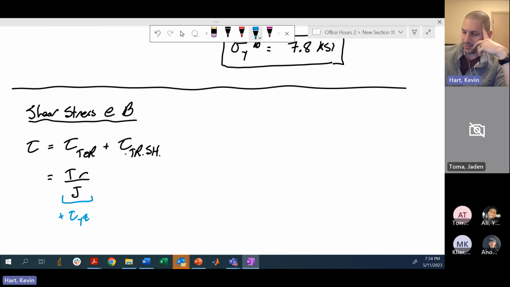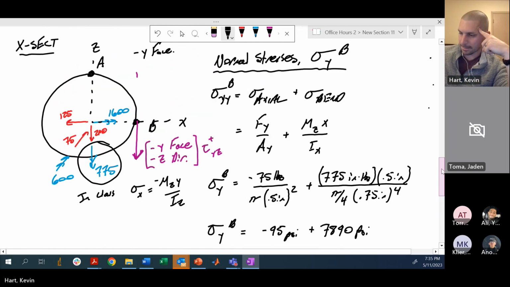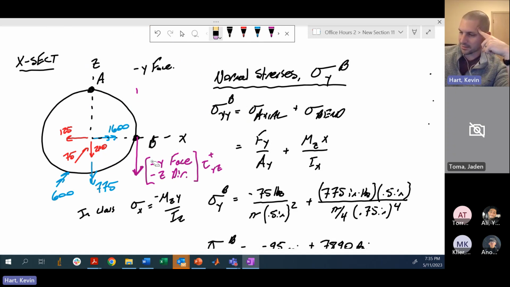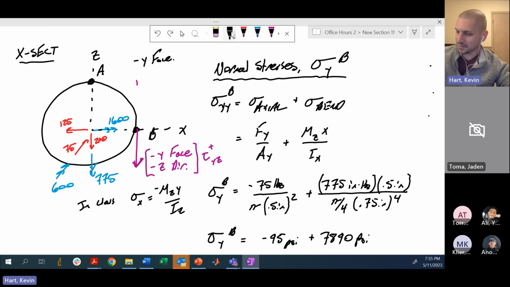All right. And then what about my transverse shear? Well, that's going to look something like VQ over IT. And let's investigate maybe what subscripts we should be putting on here for that. So we're, again, investigating point B just here. And so I want to think about, all right, I've got some loads coming across the face. I've got the 125 load that could give me transverse shear, and I've got this 200 load across the face that could give me some transverse shear. So which one of these is going to be influential if I'm investigating point B?